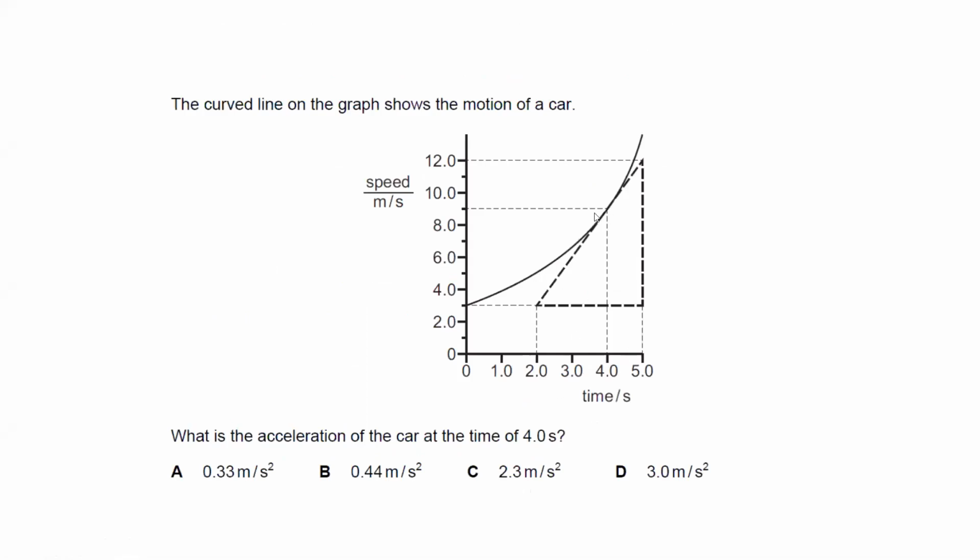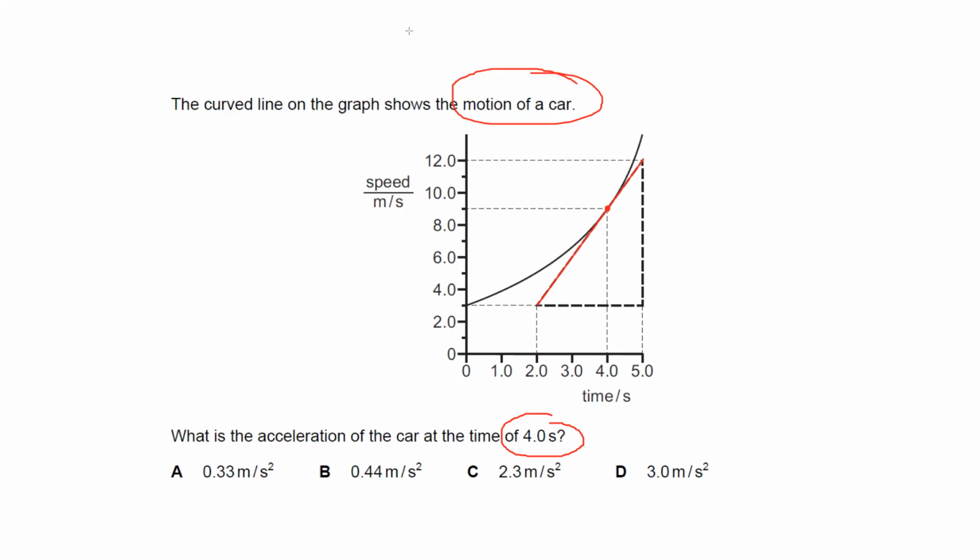So you can see this example, the question is a curved line. The curved line on the graph shows the motion of the car. So a car is moving and this is a speed time graph. They're asking what is the acceleration of the car when time is equal to 4 seconds. And they already drew the tangent for you. You can clearly see when time is equal to 4 seconds, this is the line which they drew. So you don't have to draw a tangent here. They already drew the tangent for you. So this is a tangent.